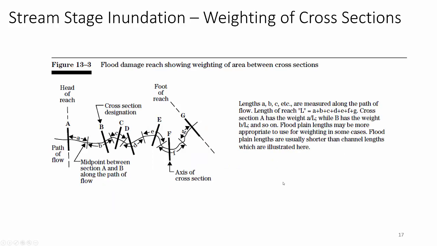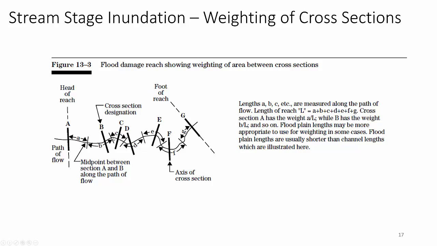So we ended up with this flood damage reach based upon inundation, where you can take the head of the reach, which is the upper reach, and the foot of the reach, the bottom, and then you can do the midpoint sections all the way down with cross sections, and you can come up with averages. So the lengths then become the midpoints between the two. The lengths for A are A up and down. Lengths for B are the midpoint between A and B, up and down. And so this is how you come up with the lengths.